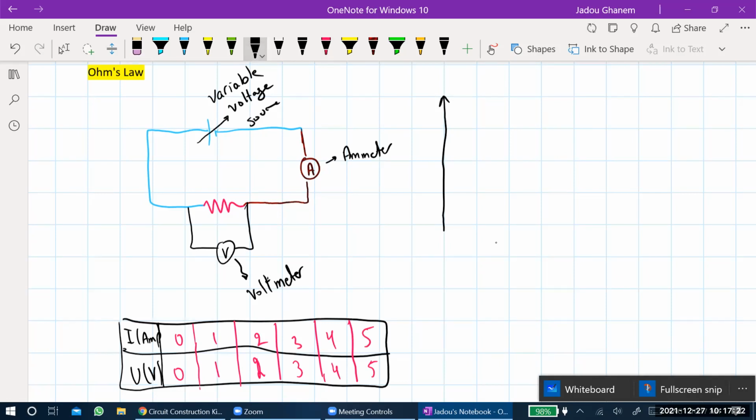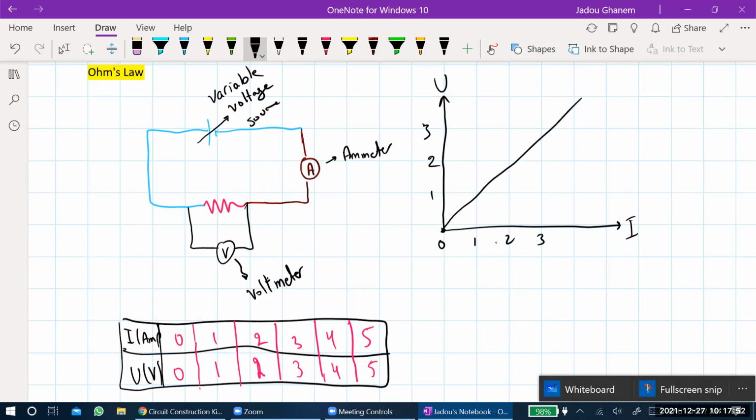Now, if we draw them on the graph, do you have any expectations what the graph of U versus I will look like? It would be increasing. Yes, it will be an increasing straight line, constantly. That's great. So from 0, 0, from 1, 1, 2, 2, 3, 3, etc., up to 5, 5. So it will look like this.